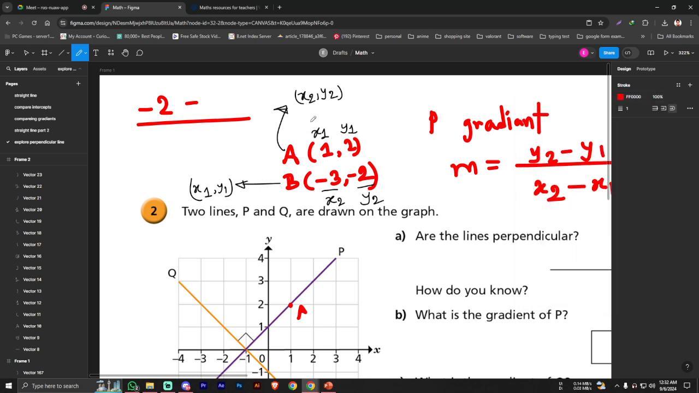Okay. So if you take y2 minus y1, that means -2, and bottom is -3 -1. Okay, let's see. -4, it's 1. 1 is the gradient. Yes. What did you get? I got -4 and 4.